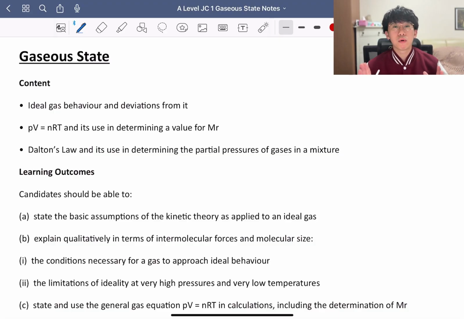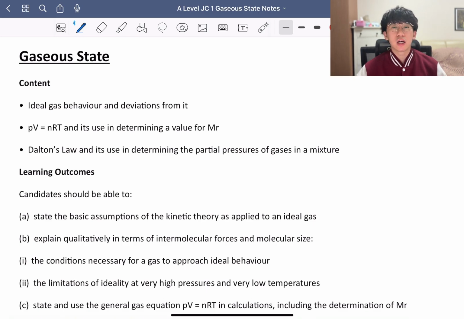In the gaseous state, we will be covering what is ideal gas behavior, what are the deviations from it, this equation called PV equals nRT, and how do we calculate the partial pressures of gases. As usual, before we start, do remember that there's a list of learning outcomes for every chapter, and we will be referencing it as we go along the lecture.